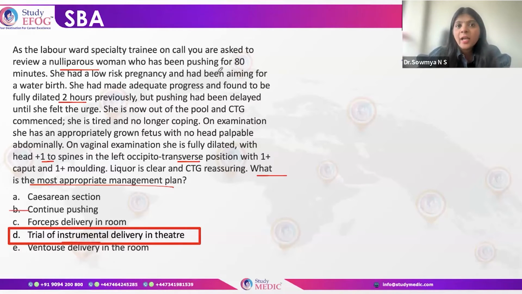analgesia given here. And you could argue, okay, she has been pushing for 80 minutes and fully dilated. So this is more than enough, actually. Around 3.5 hours she has been here. It's time to cut short the labor. So how do you go about it?